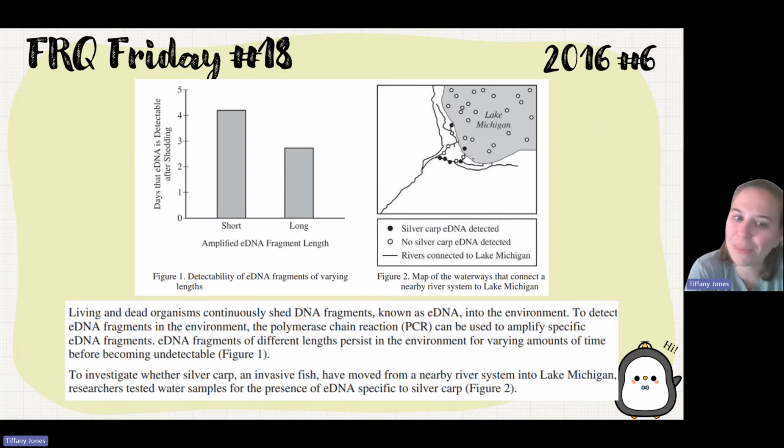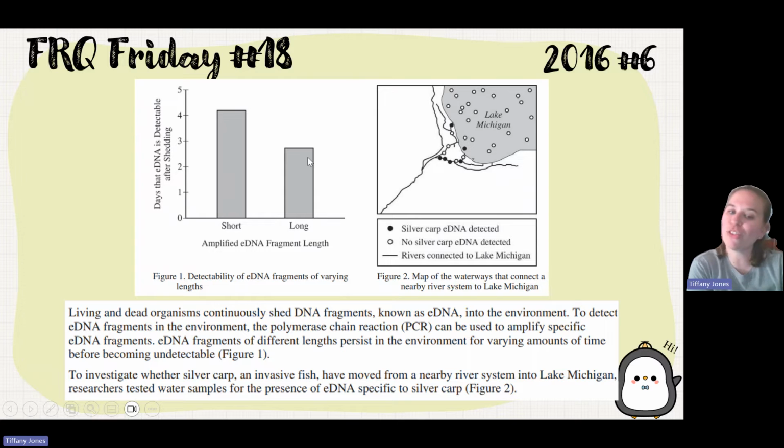Living and dead organisms continuously shed DNA fragments known as eDNA into the environment. To detect eDNA fragments in the environment, the polymerase chain reaction can be used to amplify specific eDNA fragments. eDNA fragments of different lengths persist in the environment for varying amounts of time before becoming undetectable. As you see in figure 1, the short fragments are going to stay around a longer period of time than the long fragments. Long fragments last a very short time.